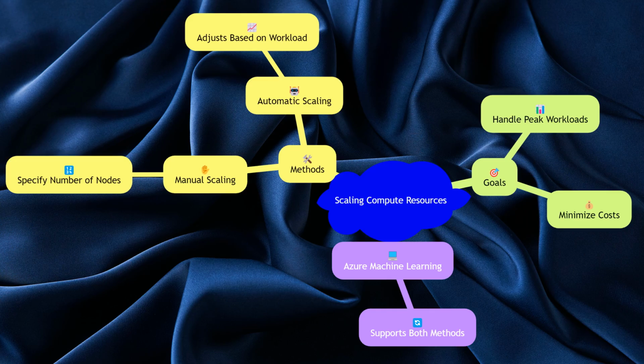Scaling compute resources involves adjusting the number and size of virtual machines in your compute cluster to match the workload. Azure Machine Learning supports both manual and automatic scaling. Manual scaling allows you to specify the number of nodes in the cluster, while automatic scaling adjusts the number of nodes based on the workload. Scaling helps to ensure that you have enough compute resources to handle peak workloads, while minimizing costs during periods of low activity.